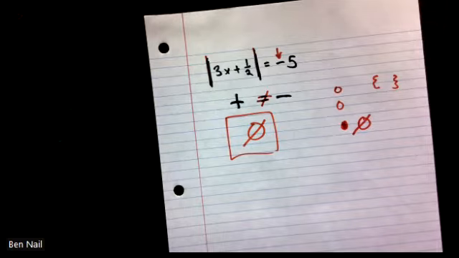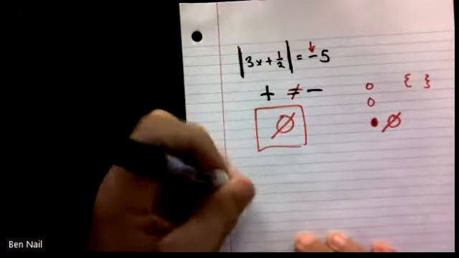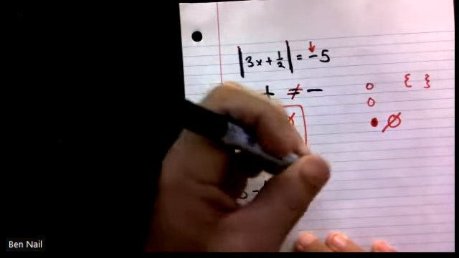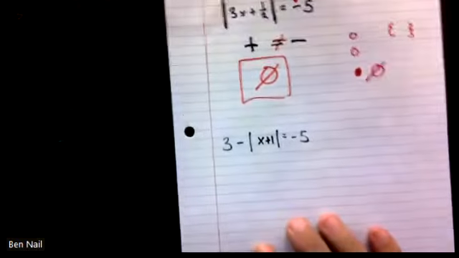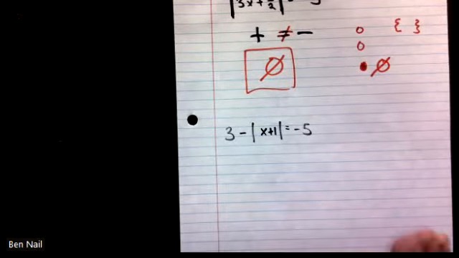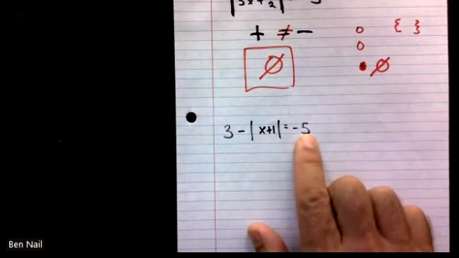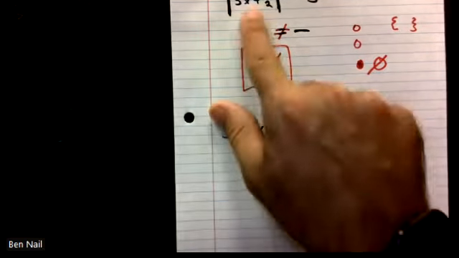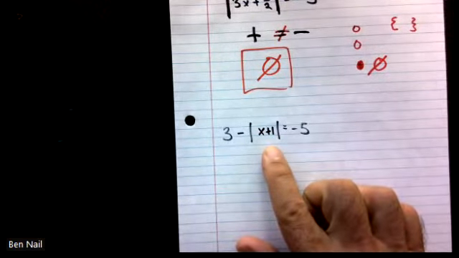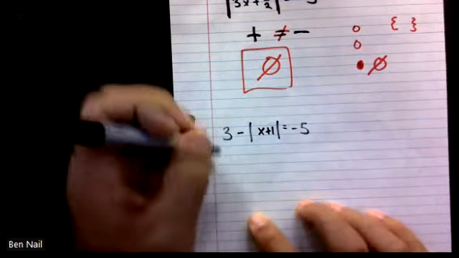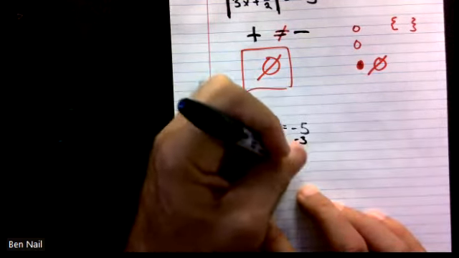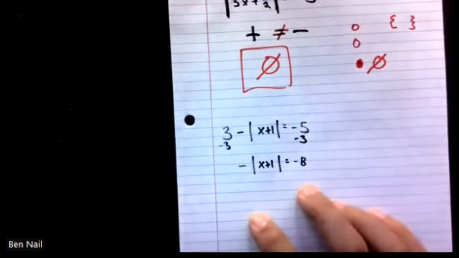Now, that being said, they may try and trick you and they could do something like this. On first glance, I see an absolute value. I see this equaling a negative. My brain says, shoot, this ain't going to work. But remember, that's only if the absolute value is already by itself. If it's not, we still got to isolate it and then we'll see. So again, if I want to get rid of this 3, I'm going to subtract 3. -5 and -3 is -8.